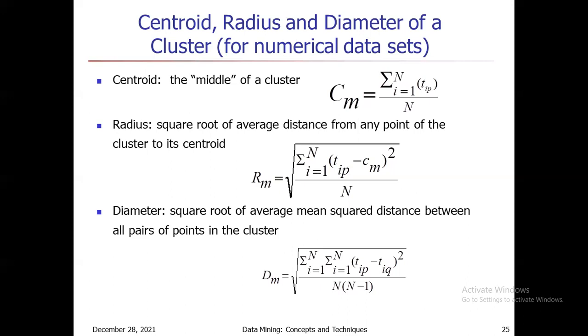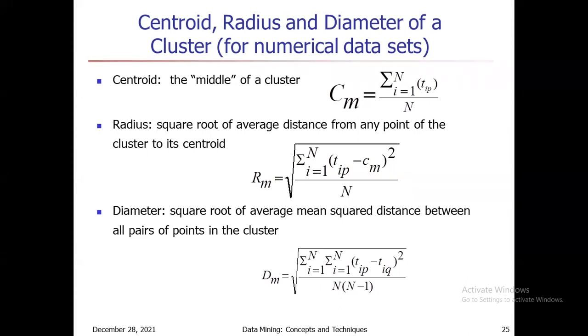And how are we going to calculate the radius of a cluster here? The radius is the square root of the average of the distance from any point of the cluster to its centroid. So Rm is equal to the square root of the summation of i equals 1 to n of (Tip minus Cm) squared, divided by n. By using this formula, we can calculate the radius for a given cluster.